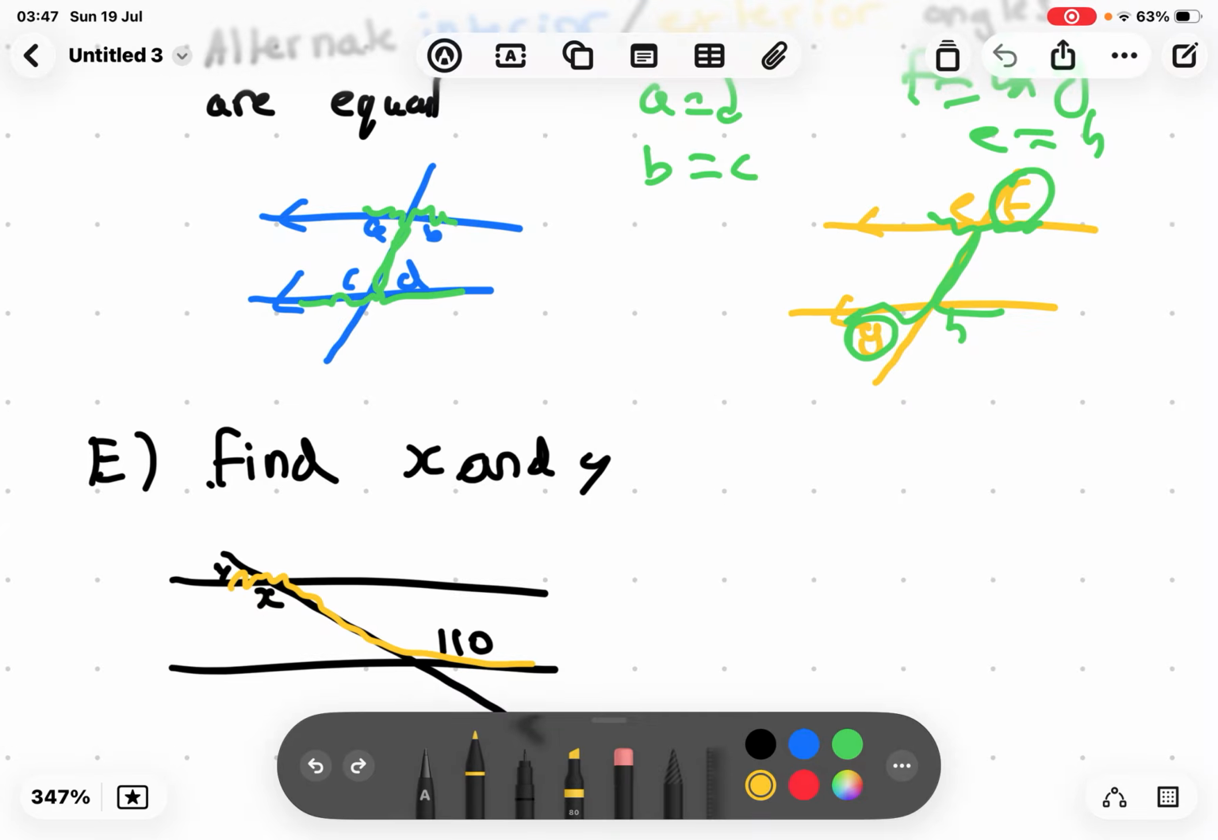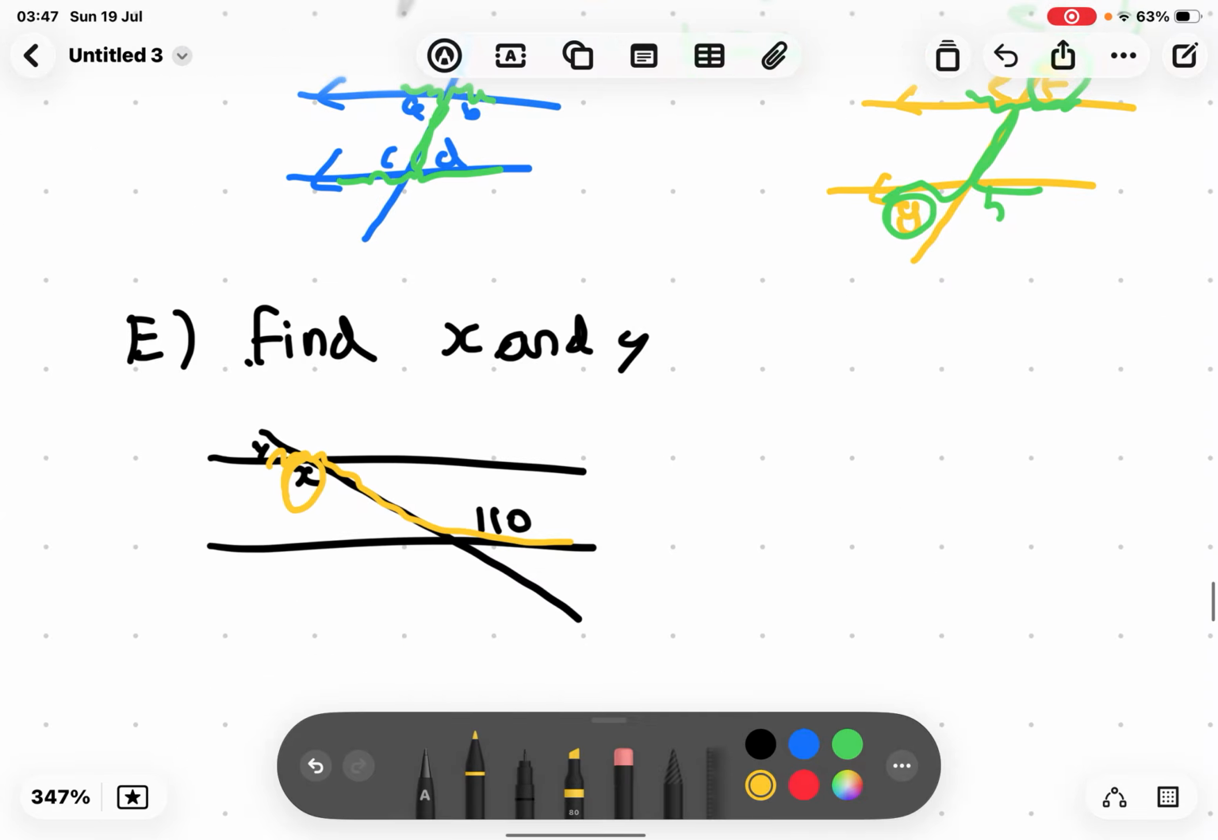here. It seems confusing because it seems like X should be parallel to this one, but no. It's just how maths works. If you were to flip it, you would see it better, I guess. So X is 110, and this is a 180-degree line, so Y is 70.